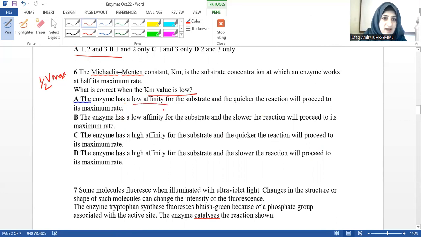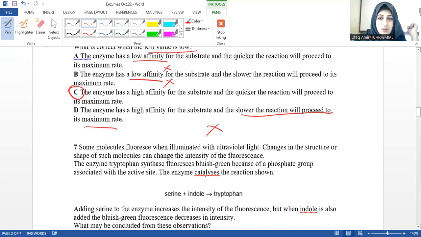So low affinity would be wrong. High affinity for the substrate, and the quicker the reaction will proceed to its maximum rate. That's C. Here they are saying and the slower the reaction will proceed. Wrong. When its affinity is strong, the reaction will also proceed quickly.